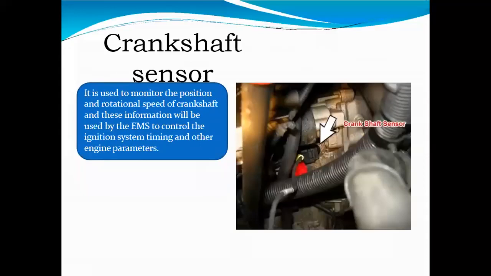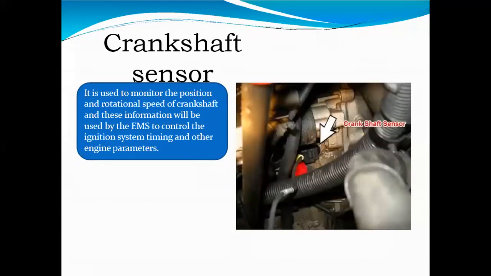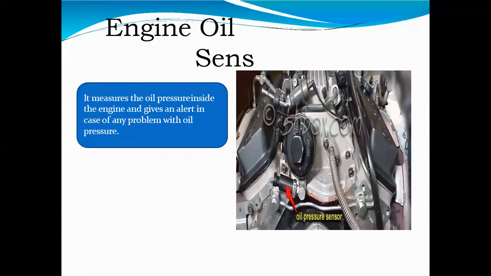So next, camshaft sensor. The camshaft sensor determines which cylinder is firing and establishes injector synchronization and coil firing sequence in a DI system. Then the crankshaft sensor sets ignition timing, supplies the signal and measures the speed. It is used to monitor the position and the rotational speed of the crankshaft, and this information will be used by the EMS to control the ignition system timing and other engine parameters. So, engine oil sensor. It measures the oil pressure inside the engine and gives an alert in case of any problem with the oil pressure.